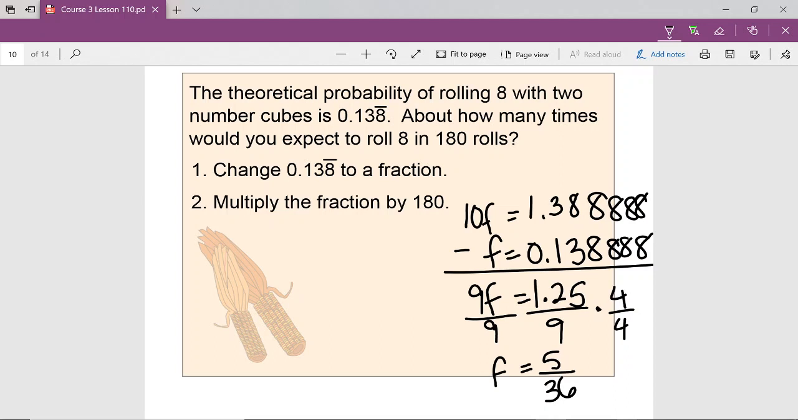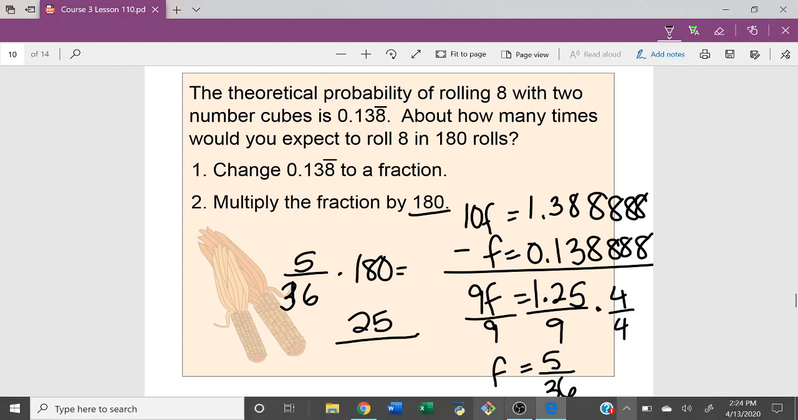So when I do 180 rolls, 5 out of 36 times 180 equals, I believe, 25 times of getting a sum of 8 with those two number cubes. All right, so I hope that with this lesson you're able to now take those kind of difficult repeating numbers and change them into fractions. I hope this video was helpful for your homework and for studying.